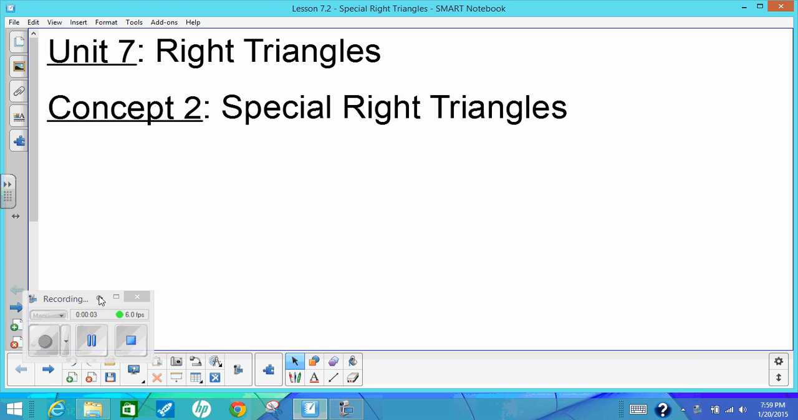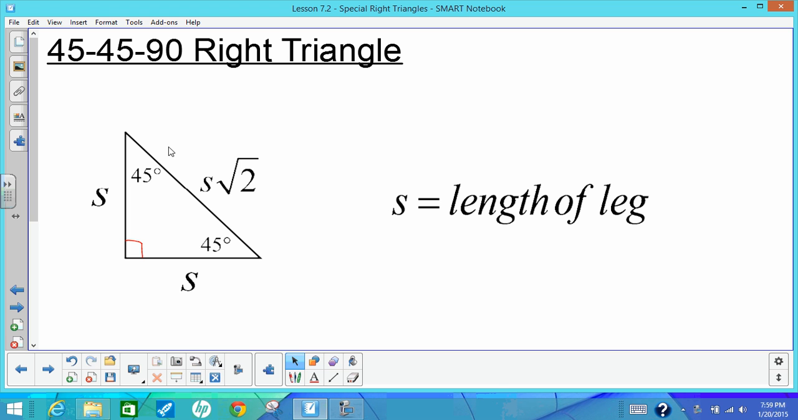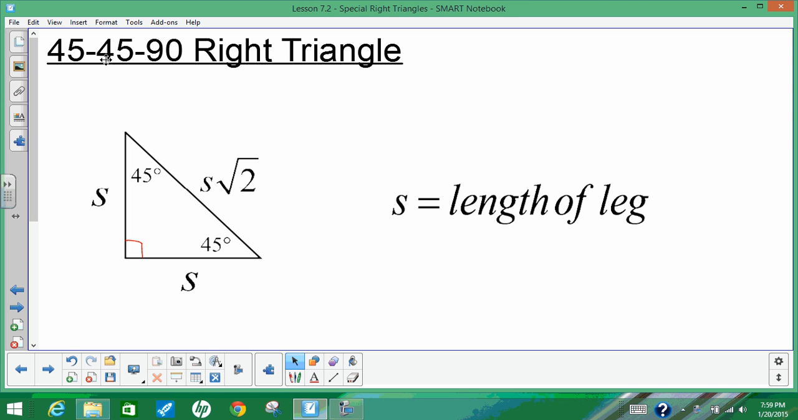Hey, we're on to concept 2 here. More about right triangles. This time we're going to talk about the two different kinds of special right triangles. The first type of special right triangle is an isosceles right triangle. It has two congruent 45-degree angles, and of course one 90-degree angle. So we call this a 45, 45, 90 right triangle.